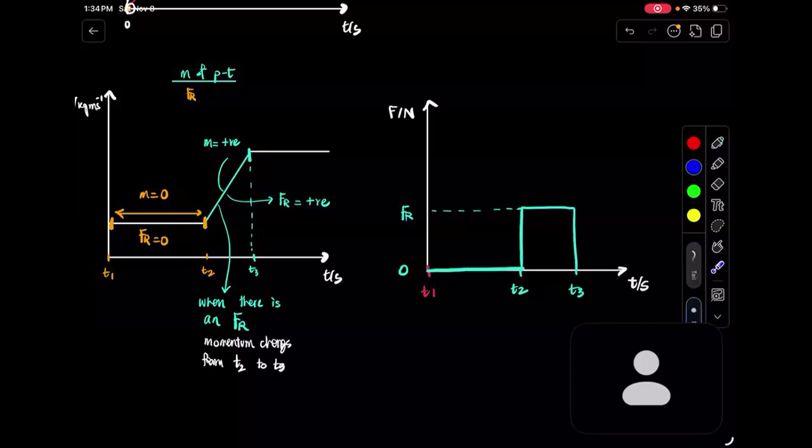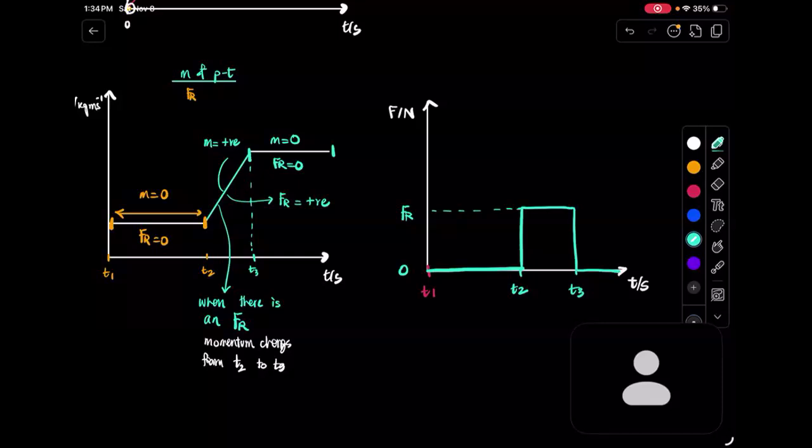For example, if the slope came out to be 6 over here, then this would be 6 newtons. So from T2 to T3, a 6 Newton force was constantly being applied. But then what happens from T3 onwards? From T3 onwards, the slope is again 0. That means the resultant force is 0 again, so the graph continues like this again.